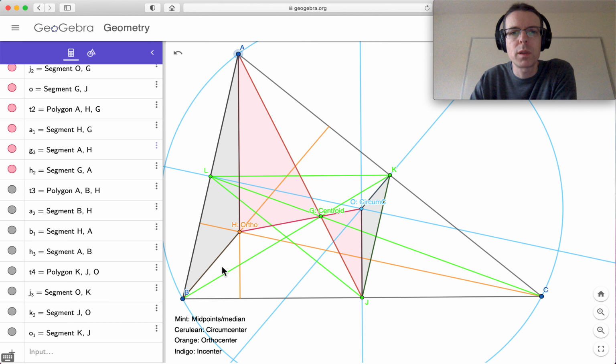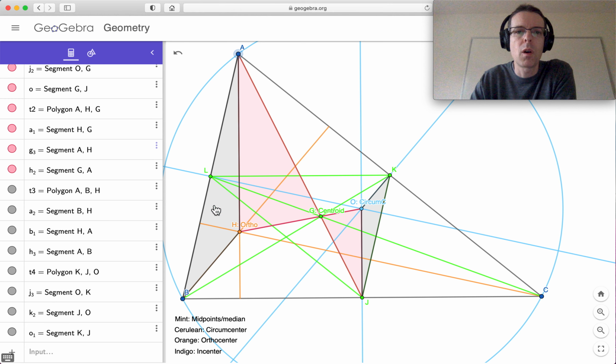What about these guys? What about this one here and this one there? Well, for these, it's the same deal. KO is constructed as the perpendicular bisector of AC, and BH is one of the altitudes of this triangle, perpendicular to AC. So again, BH and KO are both known perpendicular to the segment AC, and therefore they're parallel to each other.